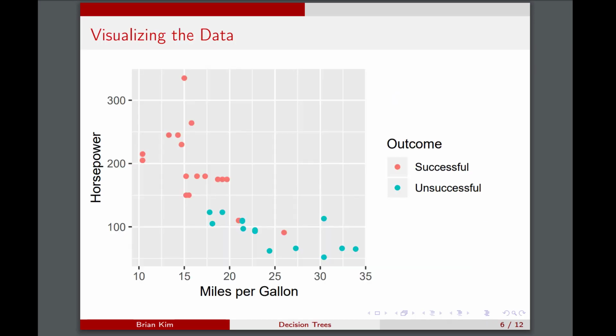Okay, so let's say this is our data. This is our visualization of the data. We just have a scatter plot with miles per gallon on the x-axis, horsepower on the y-axis, and we have the dots colored by whether they were successful or unsuccessful. All right, so it does look like they're pretty well separated, but we just want to be able to determine what combination of miles per gallon and horsepower best predicts successful outcomes, the successful ad campaigns.